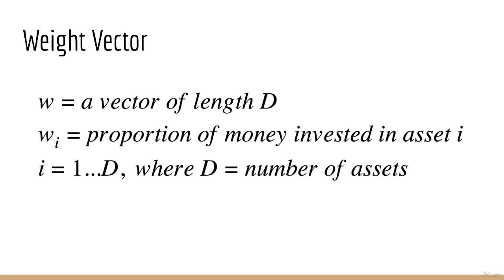In general, our weights are described by a vector W. W sub I tells us the proportion of our money we've invested in asset I. In this class, we'll say that I goes from 1 up to D. This means that we have D assets in our portfolio. Note that we have a constraint on W. Since the vector W contains percentages, it must be the case that the sum of all the W's is 1.